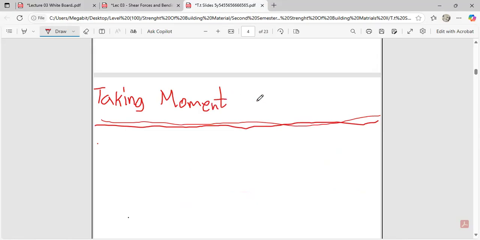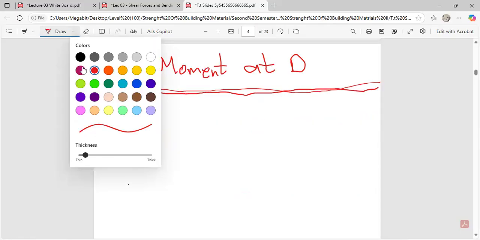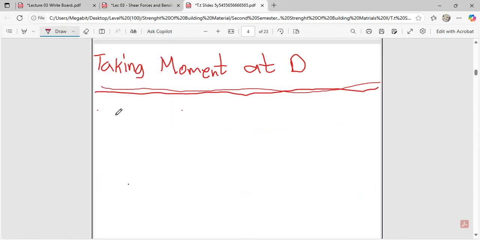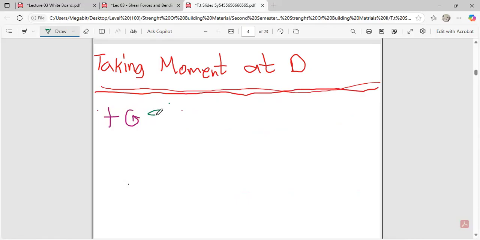Taking moment at D, or taking moment about D, it's all the same thing. So what do you do? You bring in the rule you are using. If we say that all forces moving anti-clockwise should be positive, then from there we say the sum of all moments at D will be equal to 0.